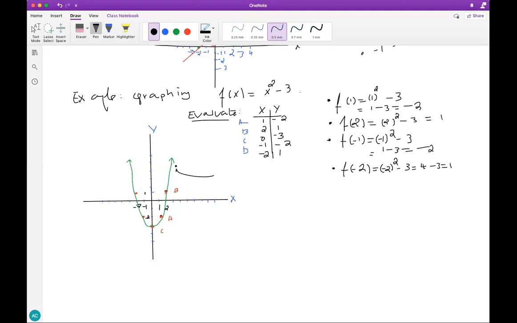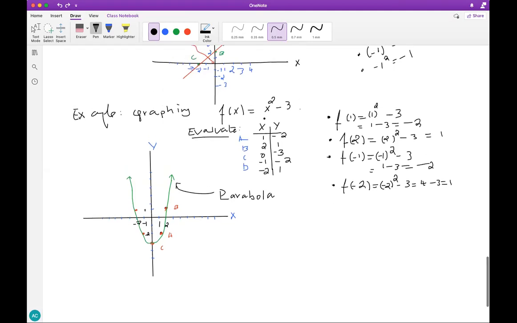So parabola. Okay, it's facing like that. It's shaped like this. Again, when you draw it, make sure it's not a V. It's a curve. It's a curve, so make sure you draw that carefully, slowly.